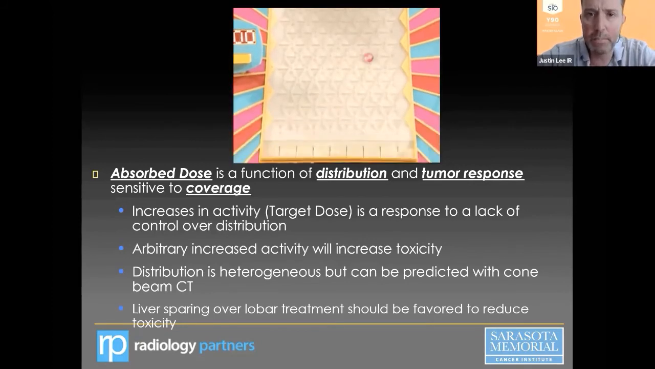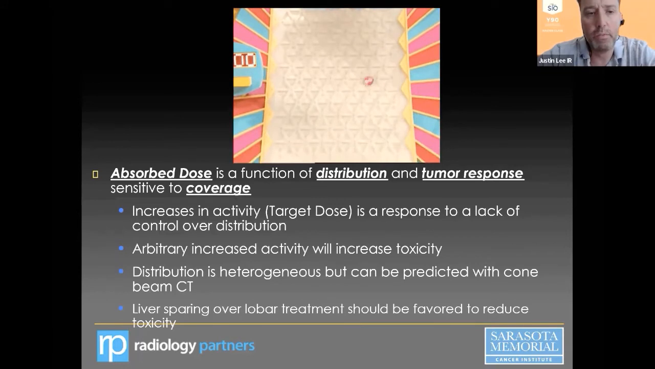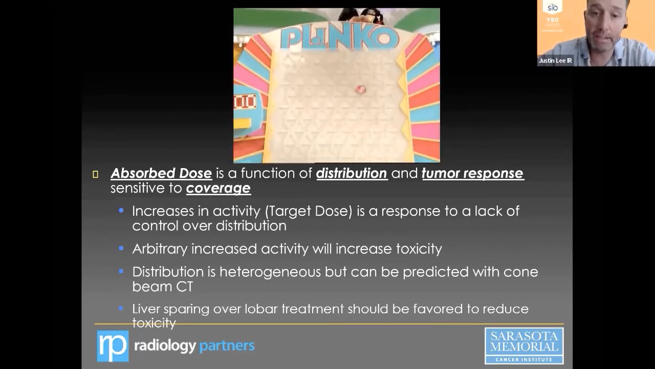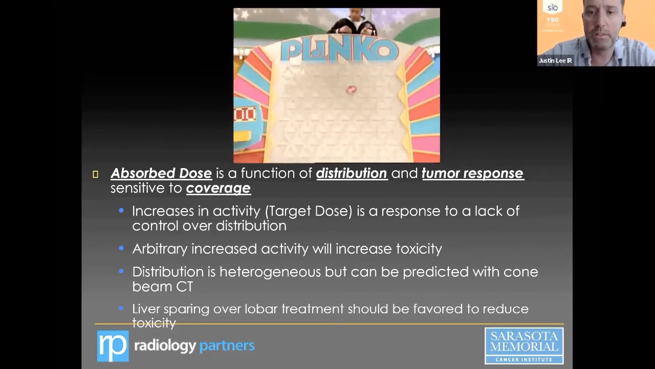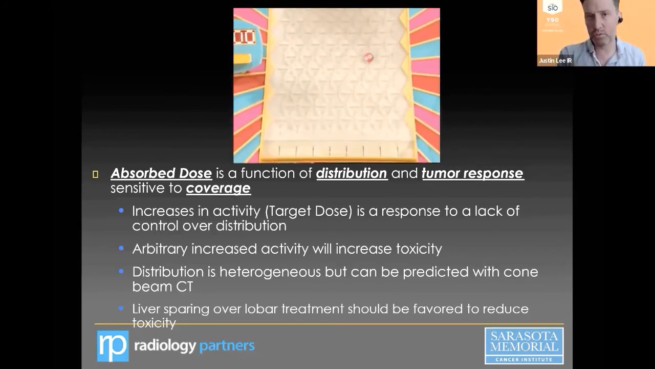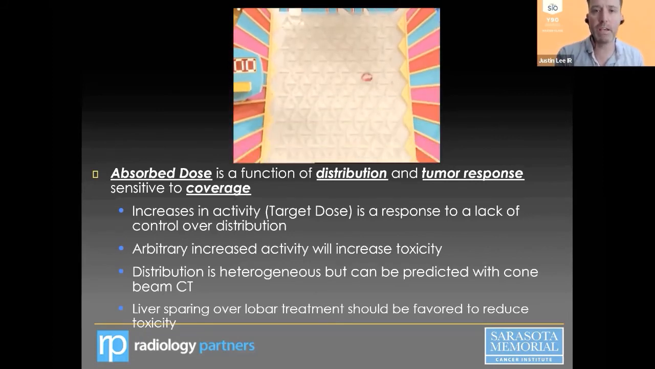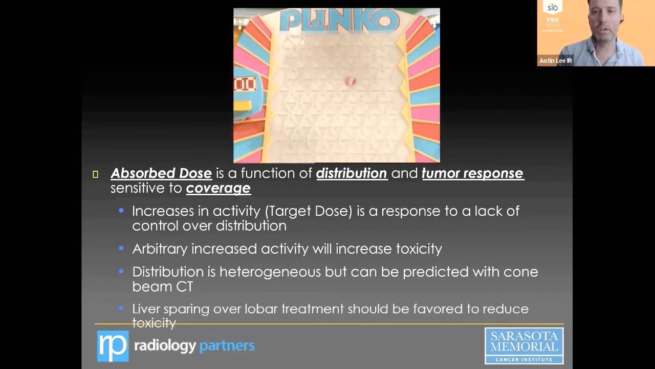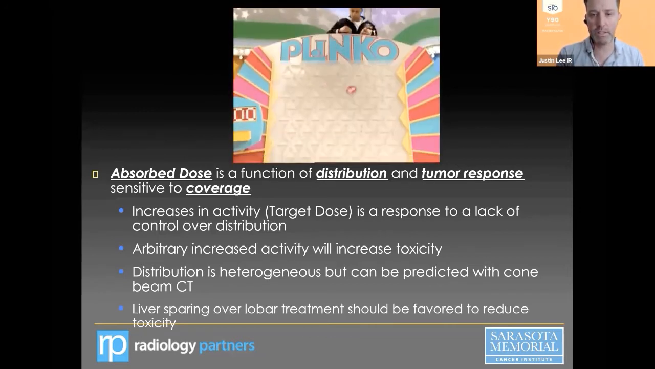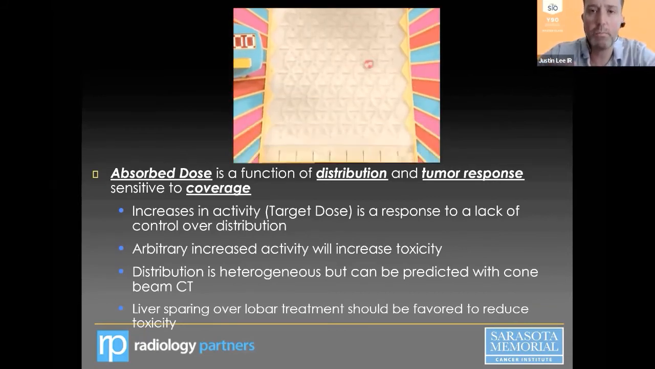What I think has happened in the literature over the last, say, 5 years is that we've addressed increases in target dose, or really activity, as a response to the fact that we don't have control over distribution. So how do we really control distribution? Well, we increase the number of spheres that we put out there. The problem is that when we do this arbitrarily, we're sure to fall into cases where we're also going to increase toxicity.